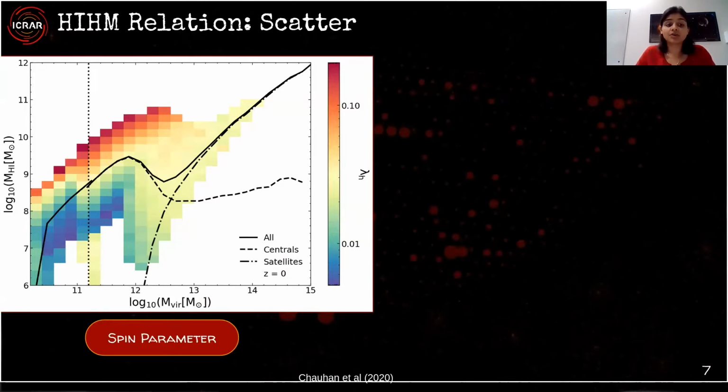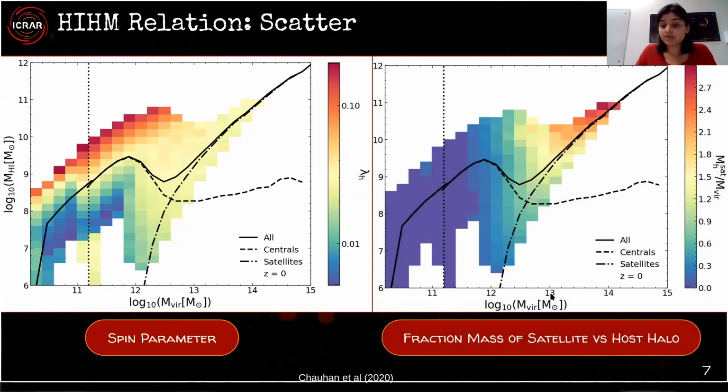As we can see, it's really nicely correlated: the higher the spin parameter, the more H1, and the lower the spin parameter of the halo, the less H1 in that particular halo. As for the higher halo masses, from 10 to the 13 onwards, what we find is that the fraction of the subhalo mass to the total halo mass is a nice indicator and helps constrain the scatter for the higher mass end.